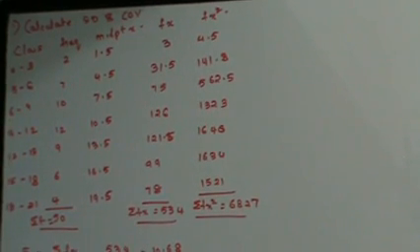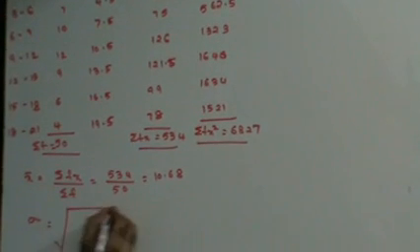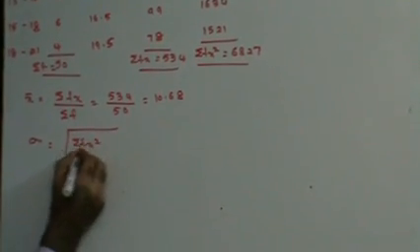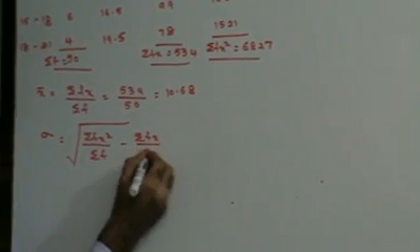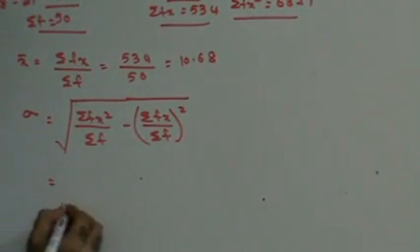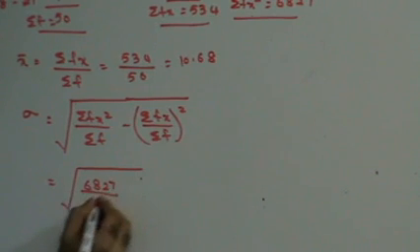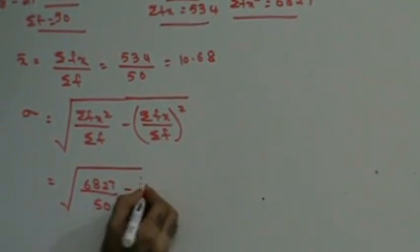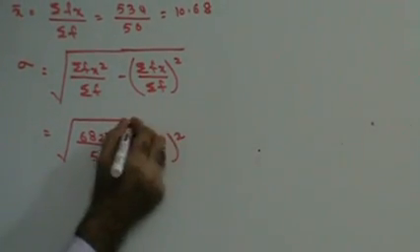Now, standard deviation is given by the formula square root of sigma fx square upon sigma f minus sigma fx upon sigma f, the whole square. This can be written as square root of 6827 divided by 50 minus 534 divided by 50 the whole square.